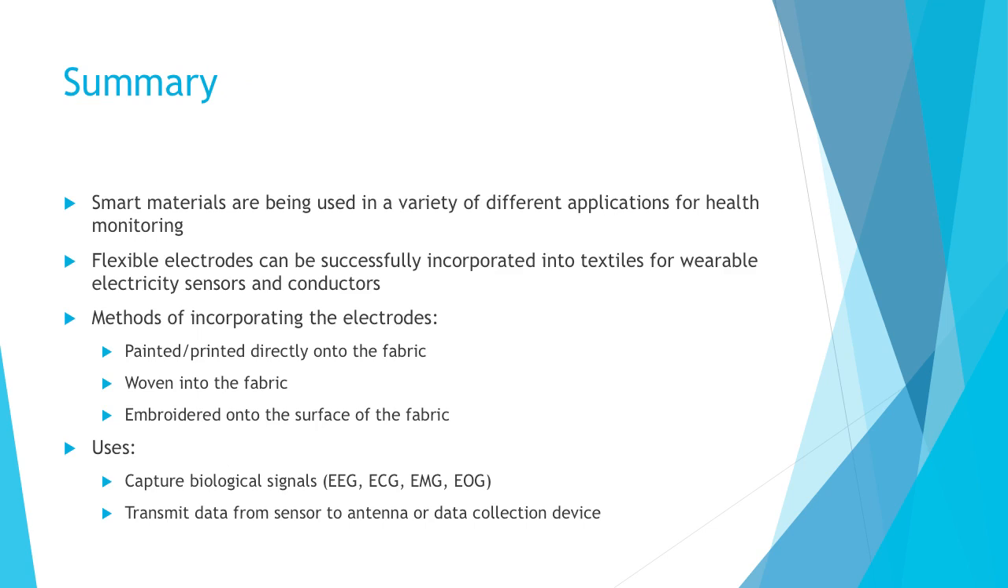In summation, smart materials are being used in a variety of different applications for health monitoring. In particular, flexible electrodes can be successfully incorporated into textiles for wearable electricity sensors and conductors. These conducting fibers can be painted or printed directly onto the fabric, as is the case in Paul et al. They can be woven into the fabric, as in Perrier et al., or they can be embroidered onto the surface, as in Zhang et al.